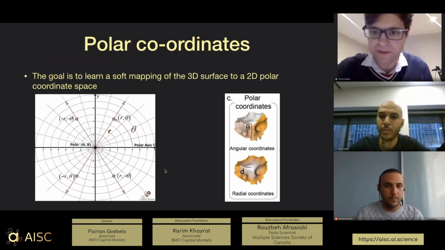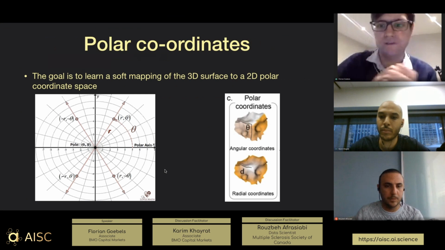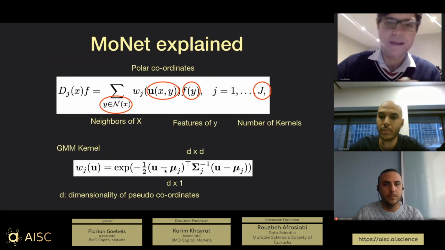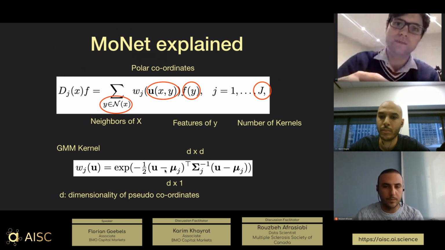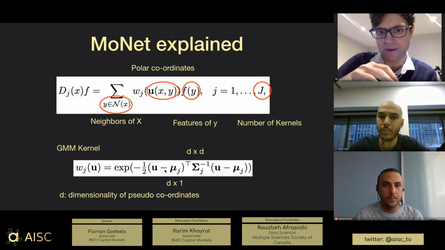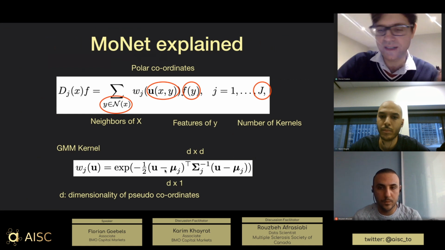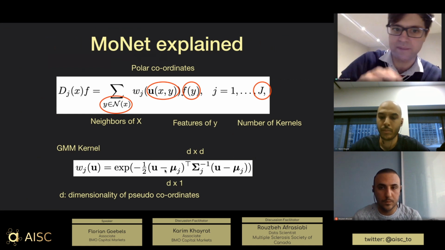The second component would be the distance, or the radius, like how far away you are, like geodesic distance from the center. And the way MoNet integrates this information into the neural network part is, okay, we have f of y. So what they say is that we have a patch, right? It has a center node and a set of neighbors.